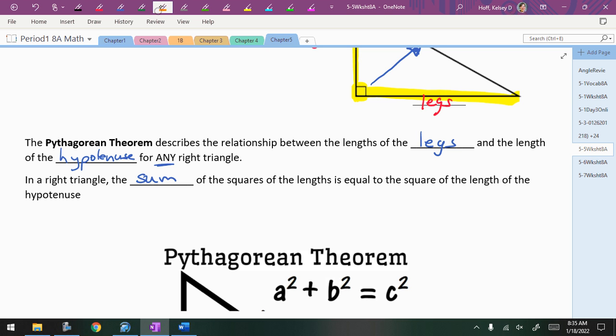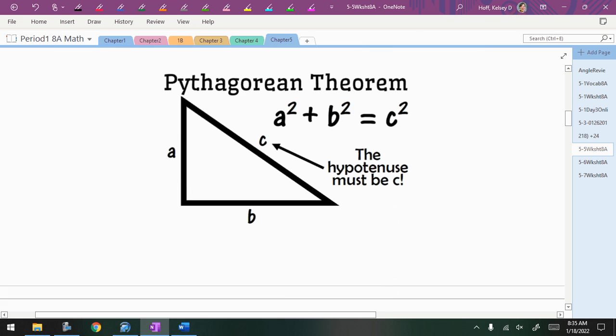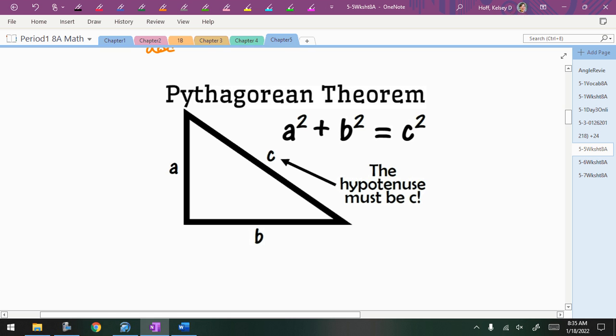Like that seems confusing. Sum means what in math? Add. We are going to add the squares of the legs and set it equal to the square of the hypotenuse. All week long, we are going to use a squared plus b squared equals c squared. The most important thing, this is your 90 degrees. C has to be the hypotenuse. Technically, you could call this side A and this side B. It doesn't matter. But the C has to be the hypotenuse. It's the longest side. He has to be by himself.